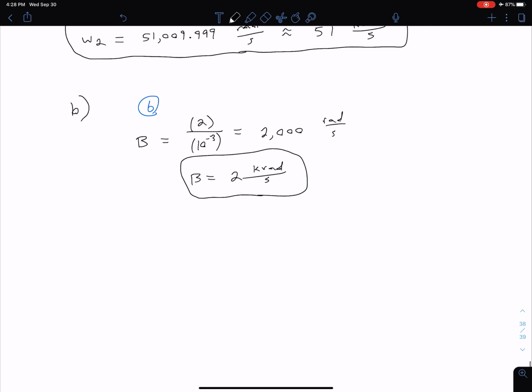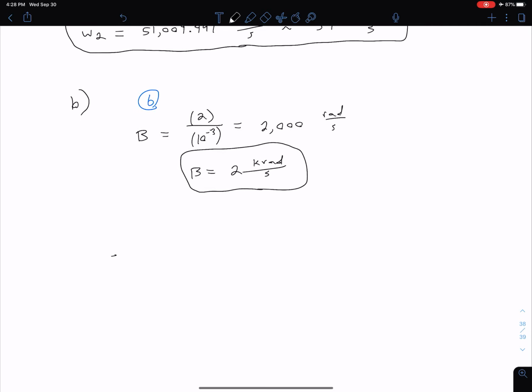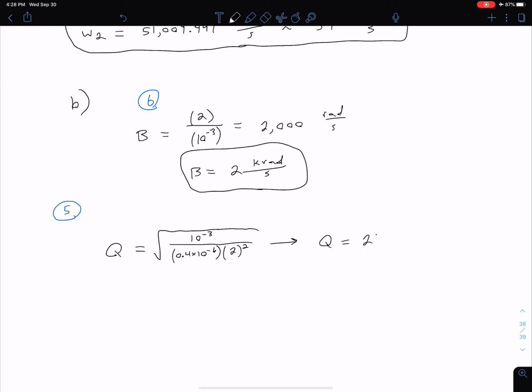Okay, so the other thing we wanted for part B was our quality factor Q. And so again, I'm going to go back to my equation that had Q in terms of our R, L, and C. That was equation 5 from a previous video and in the notes. So that's going to be 1 over R times the square root of L divided by C. So we have 10 to the minus third divided by C, which is 0.4 times 10 to the minus 6, and then we take the square root and divide by our R value. So plugging that in, we get that our Q is equal to 25.